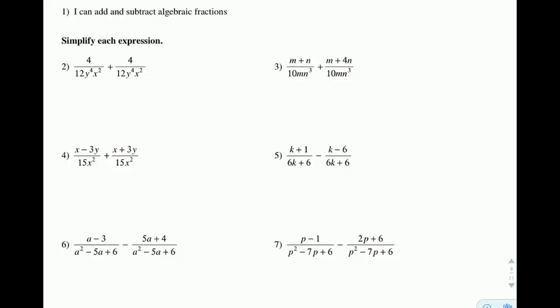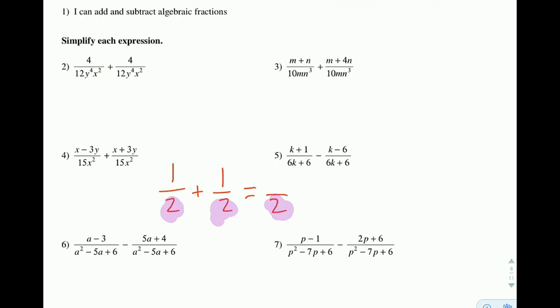In this section we're looking at adding and subtracting algebraic fractions. To add any fractions, such as 1/2 plus 1/2, we first make sure that we have common denominators. We have a 2 and a 2 in the bottom, so since we have like denominators we can add the fractions together. We start out by taking that common denominator and rewriting it on the other side.